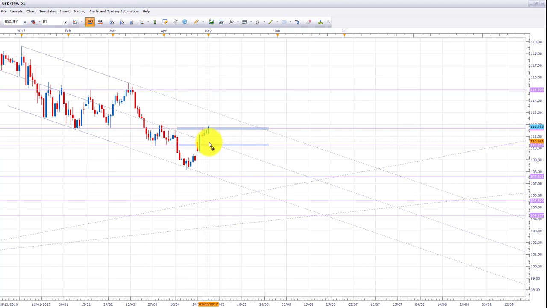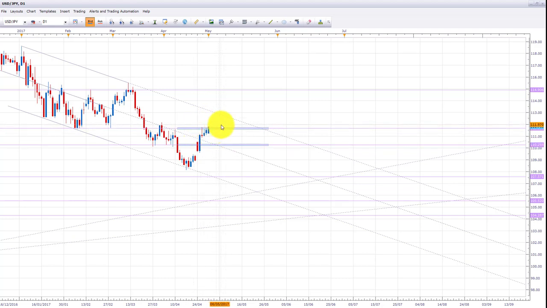So we were expecting potentially a pullback to here, and we were going to look to take it up to this resistance area here. However, we didn't really get a sharp pullback, and it has just started trending up and up and up and up, and it looks like it's trying to push through today.